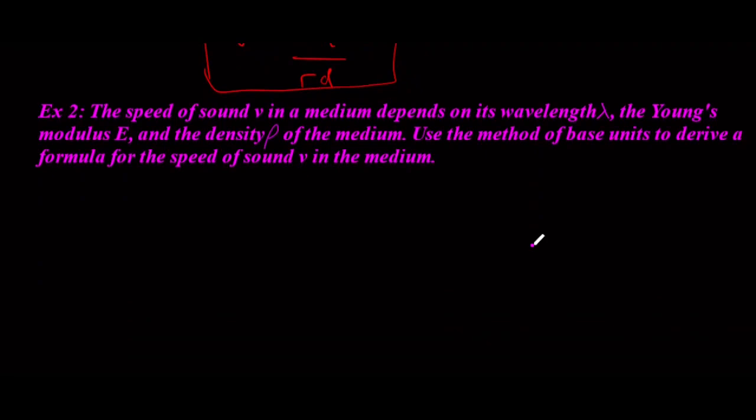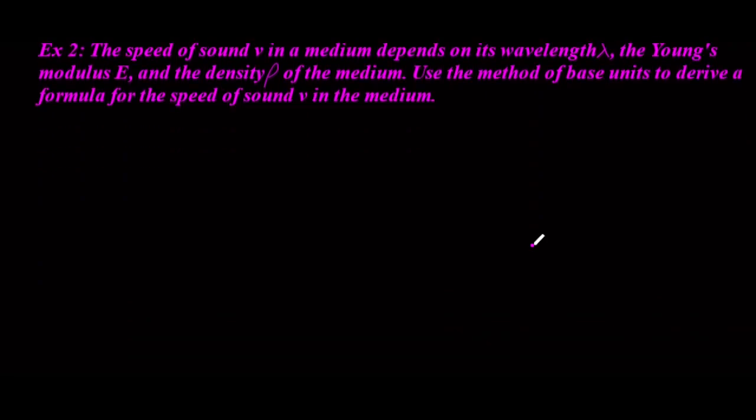Now, the first thing we have to do is to transform the statement into a mathematical expression. How do we do that? They said the speed of sound v depends on the wavelength. It also depends on the Young's modulus. At the same time, it depends on the density. If that be the case, the next thing is to transform this by removing the proportional sign. So we have v is equal to k, the wavelength, the Young's modulus, and the density, each raised to a power.